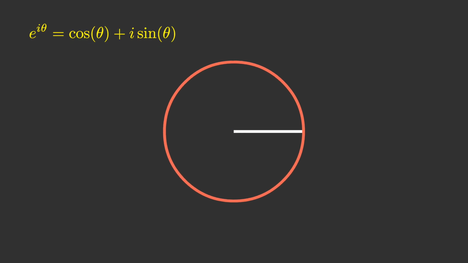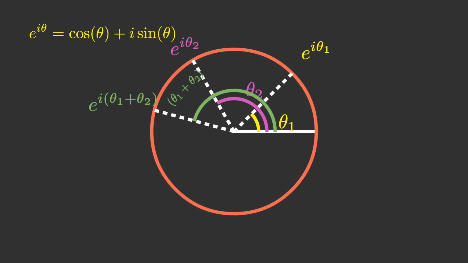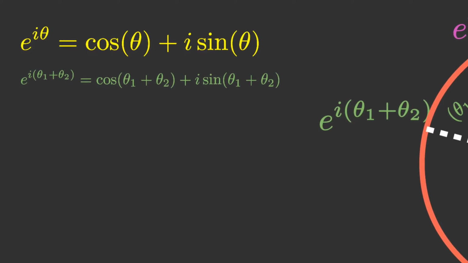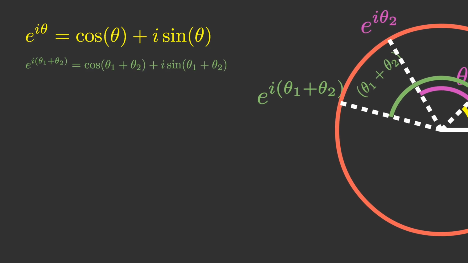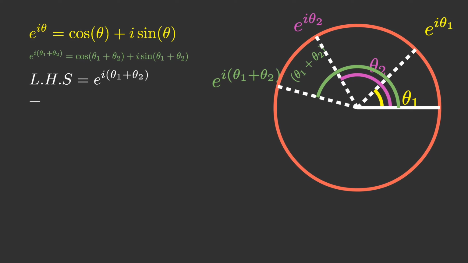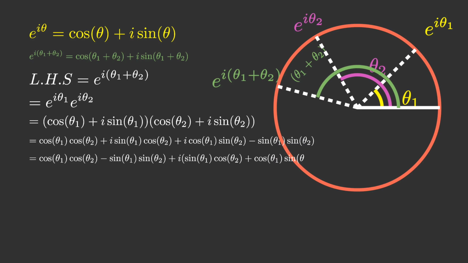Let's take a point on the circle at the angle theta 1 and another at theta 2, and take another point at the sum of these two angles. Now we can write it as follows with the help of the Euler identity. Now let's take the left hand side of this expression and we can write it as follows, and then we use the Euler identity, multiply it, and simplify the expression, so we get this.